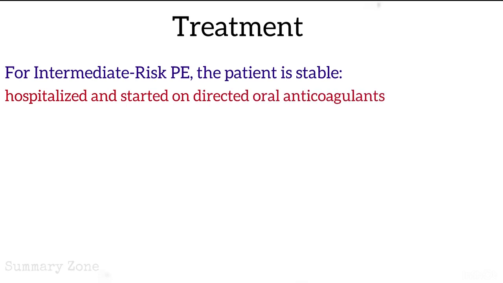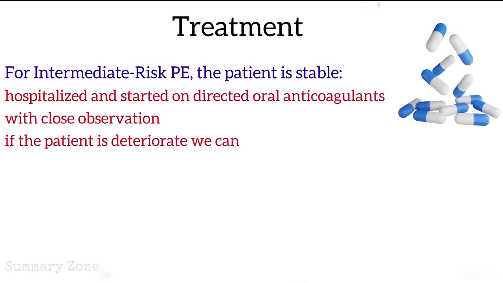For intermediate-risk PE, the patient is stable but has signs of right heart strain on imaging or via biomarkers. They need to be hospitalized and started on direct oral anticoagulants with close observation. If the patient deteriorates, we can shift to systemic thrombolysis.